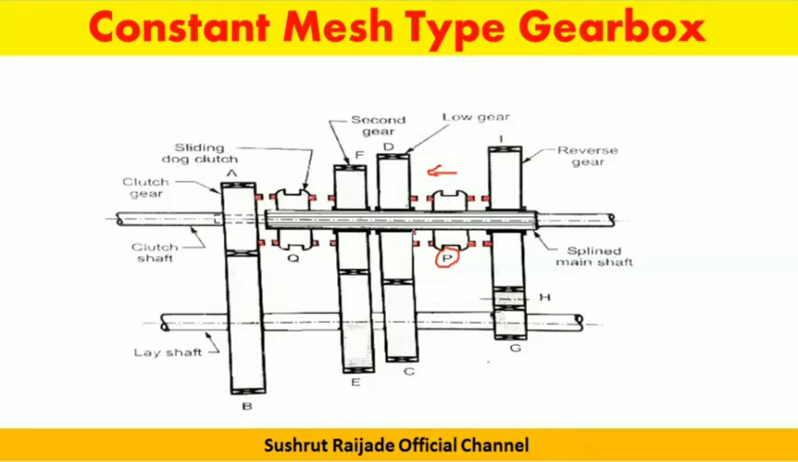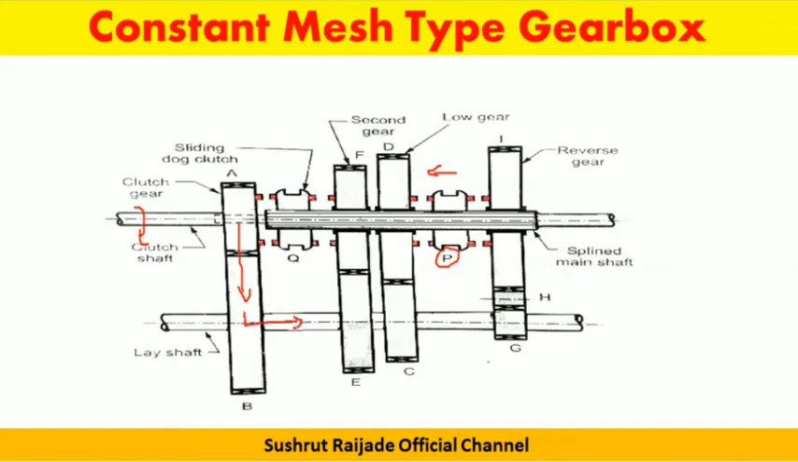Let's see how the power is transmitted from the clutch shaft to the main shaft. The power from the clutch shaft is transmitted to gear A, because gear A is machined to the clutch shaft. From gear A, it is transferred to gear B, as gear B is meshing with gear A. From gear B, it will transfer to the lay shaft.